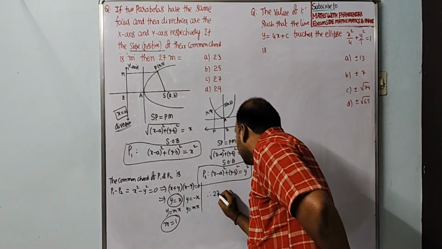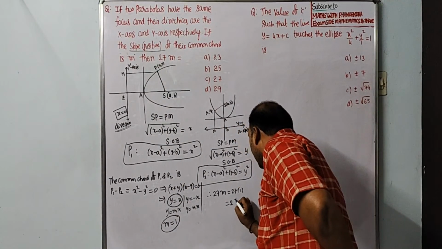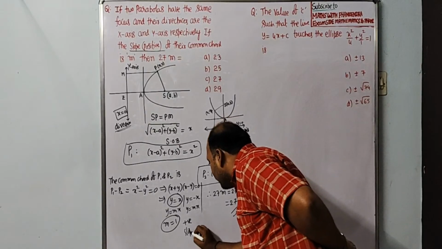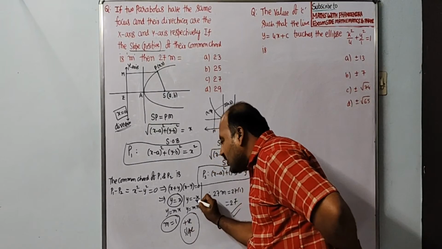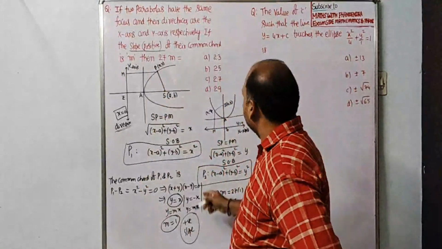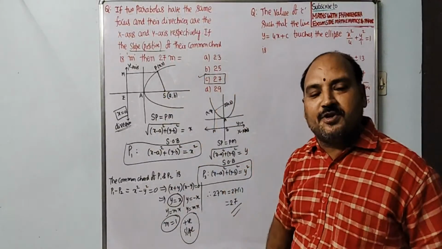After getting the value of m, they are asking to find 27m. Therefore, 27m is equal to 27 into 1, that is equal to 27. Since they are asking for positive slope, why are you not taking minus 1 here? They are asking to take only positive slope. So your answer is 27. It is there in the third option, dear students.